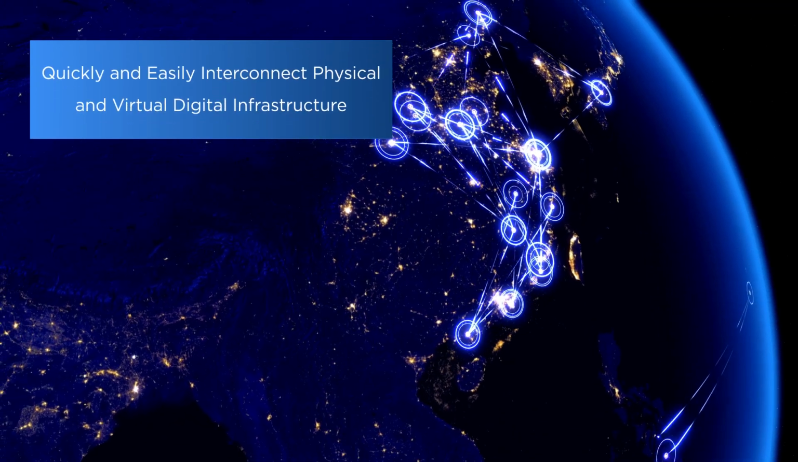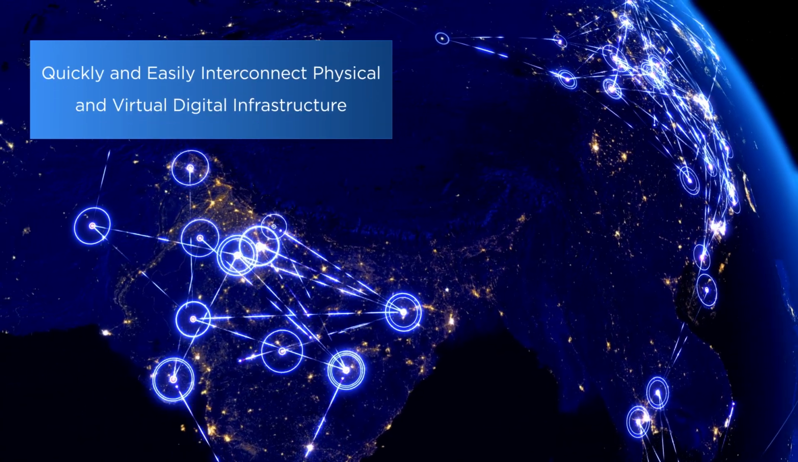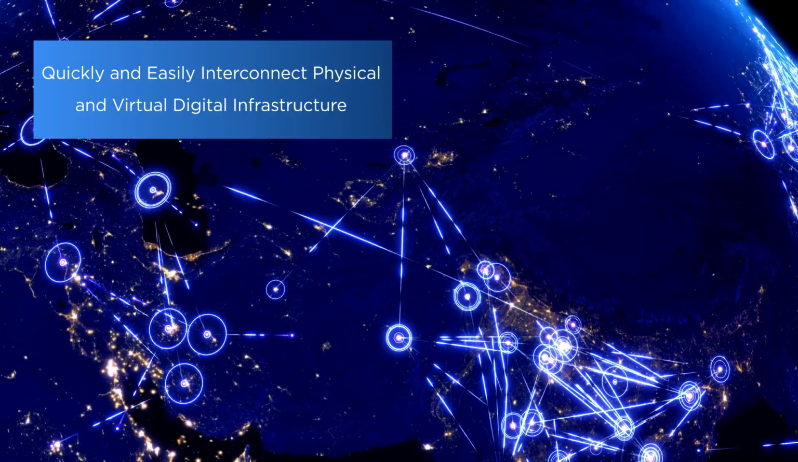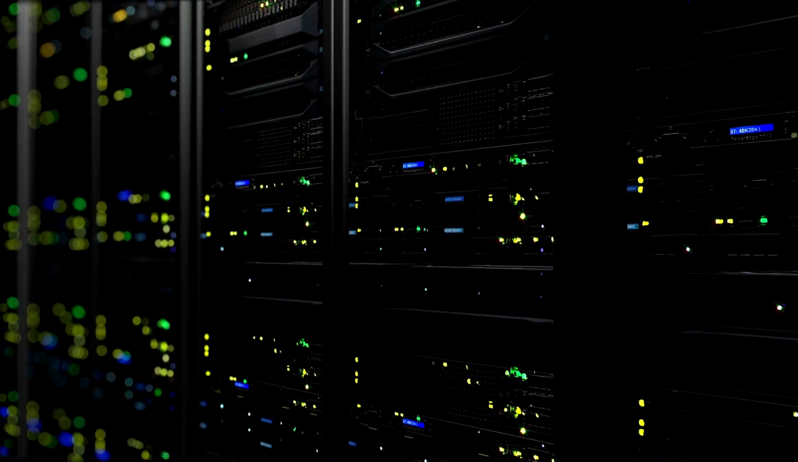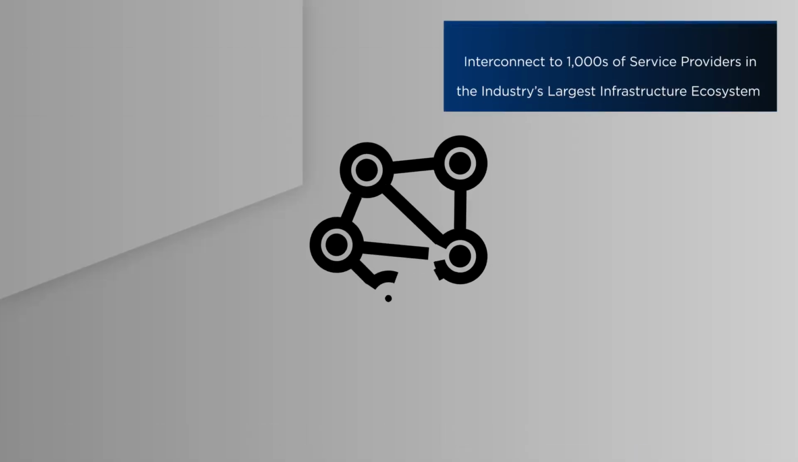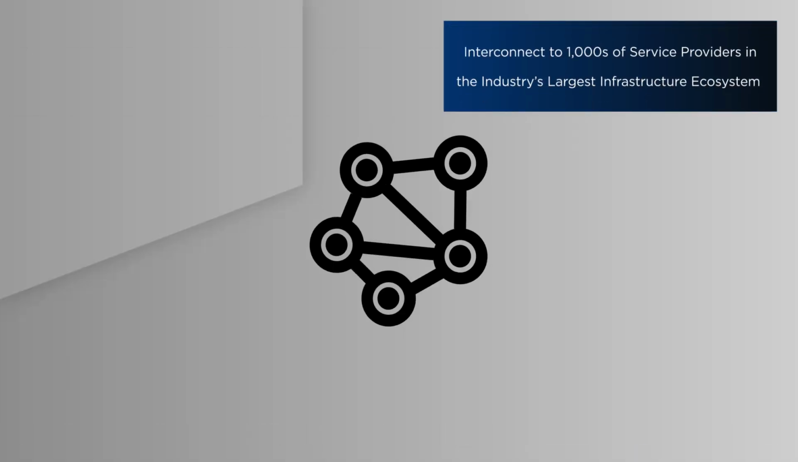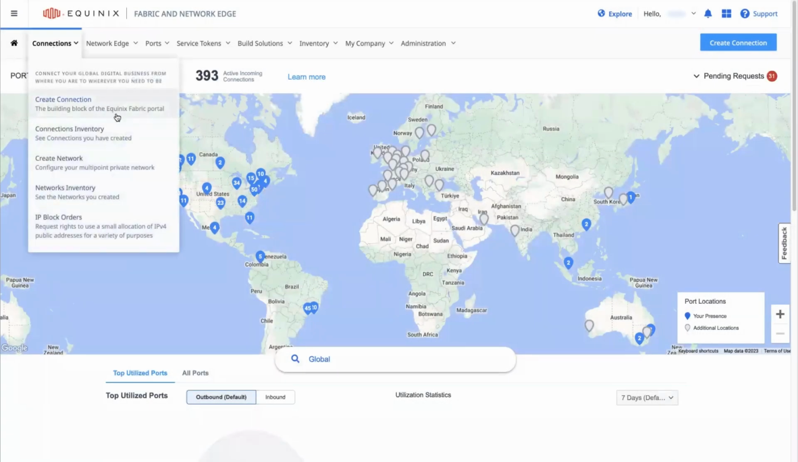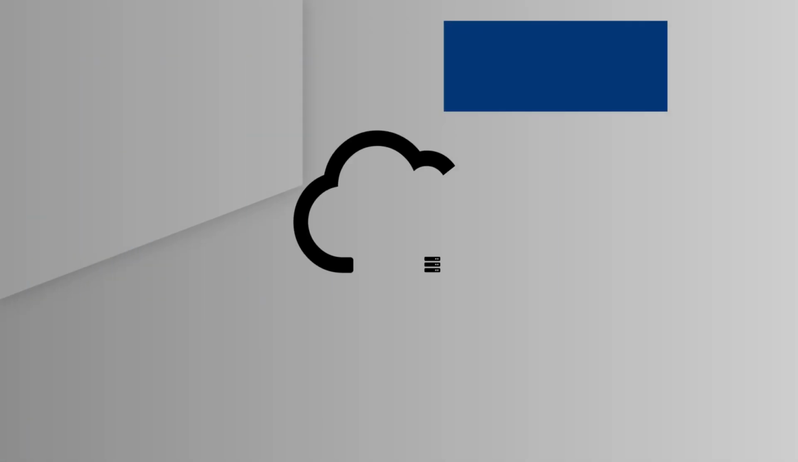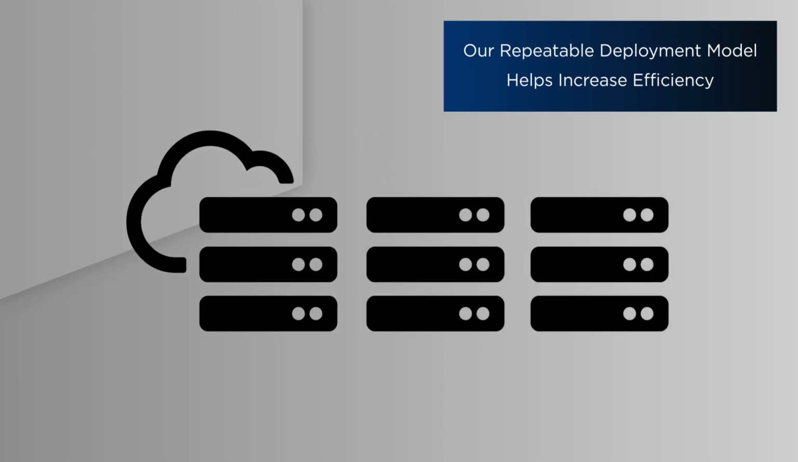Equinix Fabric allows you to quickly and easily interconnect physical and virtual digital infrastructure with the ability to scale up or down as needs change. Simplify how you interconnect to thousands of service providers in the industry's largest infrastructure ecosystem with an easy-to-use portal, APIs for automated provisioning, and a repeatable deployment model.